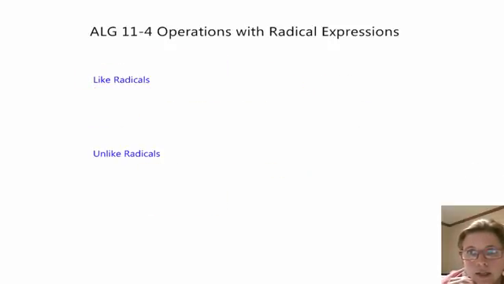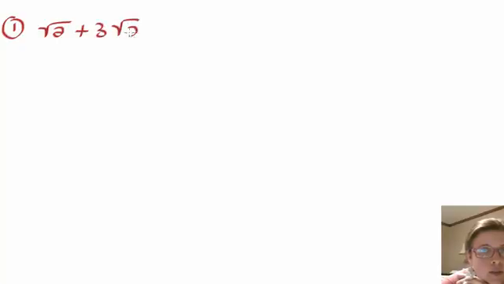Let me get rid of all of these. There we go. Okay, so let's do some examples. Let's just do number 1. If we have the square root of 2 plus 3 square roots of 2, there's really a 1 here because it's 1 times that, so this is going to become 4 square roots of 2. And that's it. You're done because the square root of 2 is not perfect.